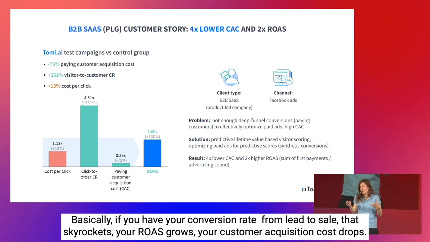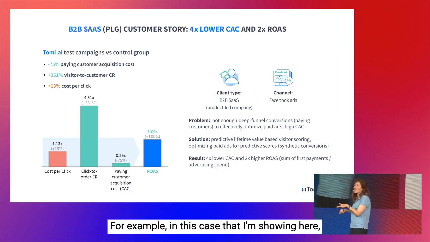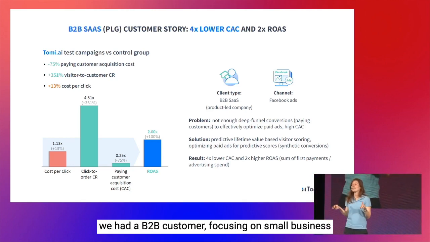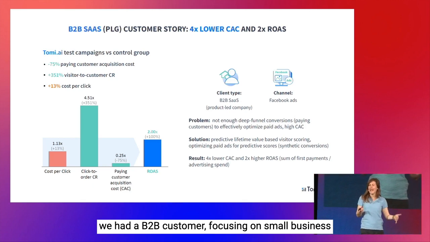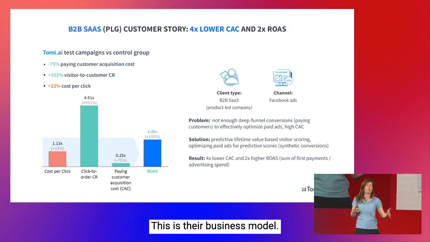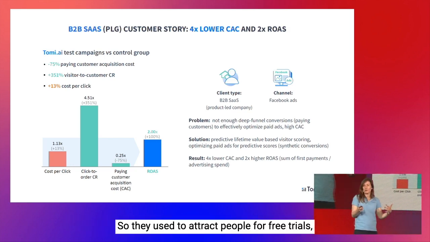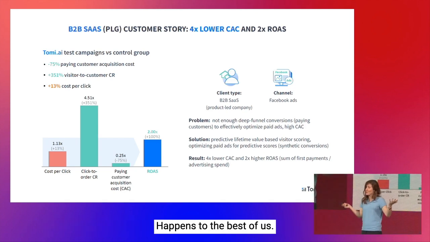Basically, if your conversion rate from lead to sale skyrockets, your ROAS grows and your customer acquisition cost drops. This is the usual situation. For example, in this case that I'm showing here, we had a B2B customer focusing on small business. And before they talked to us, they used to optimize for free trials. This is their business model. So they used to attract people for free trials. And the problem was they didn't convert well enough into paying customers. Happens to the best of us.